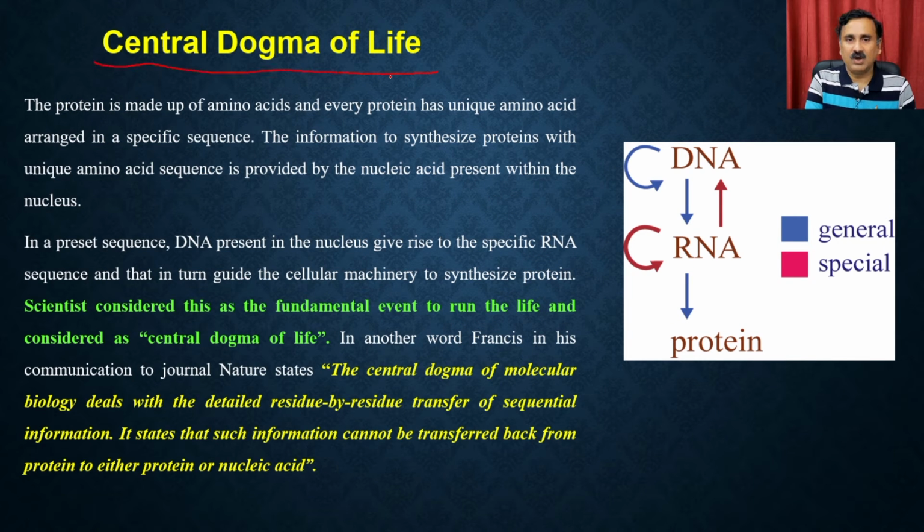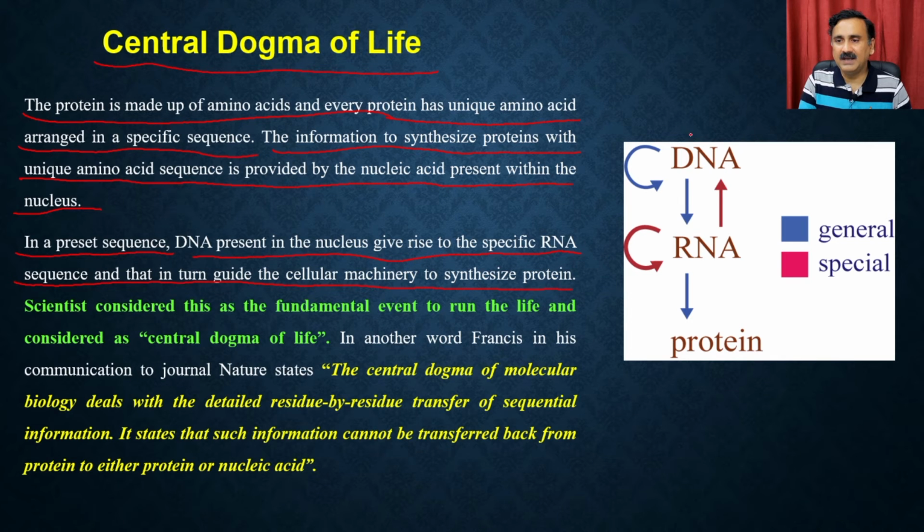The central dogma of life is that the protein is made up of amino acids, and every protein has a unique amino acid arrangement in a specific sequence, right? We have seen many examples where the protein is important for the particular activity of that particular organism. The information to synthesize the protein with the unique amino acid sequence is provided by the nucleic acid present within the nucleus. In a preset sequence, the DNA present in the nucleus gives rise to the specific RNA sequence, and that in turn guides the cellular machinery to synthesize the protein.